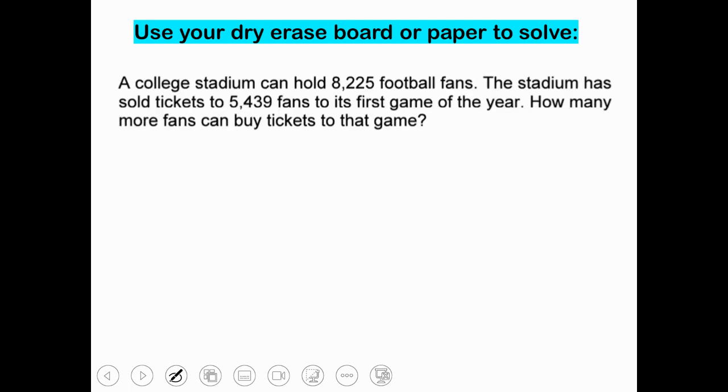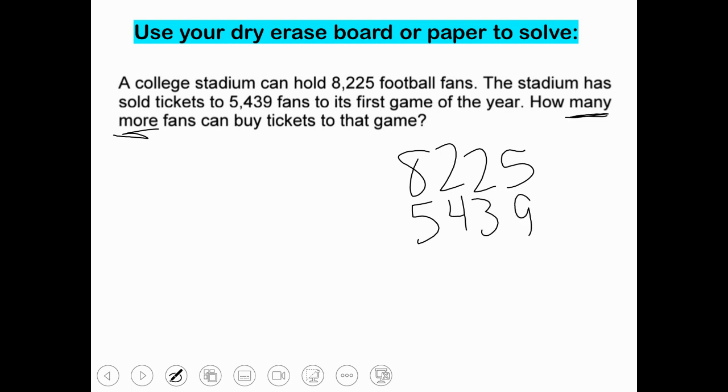All right, let's look at another word problem. A college stadium can hold 8,225 football fans. The stadium has sold tickets to 5,439 fans to its first game of the year. How many more fans can buy tickets to that game? Again, there's that keyword, many more, which means that I'm going to subtract. So I'm going to subtract 5,439 from 8,225.